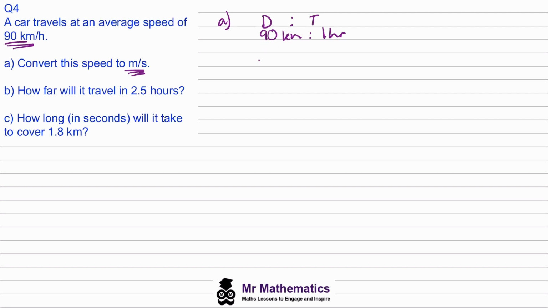So the 90 kilometers is the same as 90,000 meters every 60 minutes. We'll divide both by 60 and we'll get for 1 minute, we cover 1,500 meters, which is the same as 60 seconds. So we'll divide both by 60 again, and we get 25 meters every second.